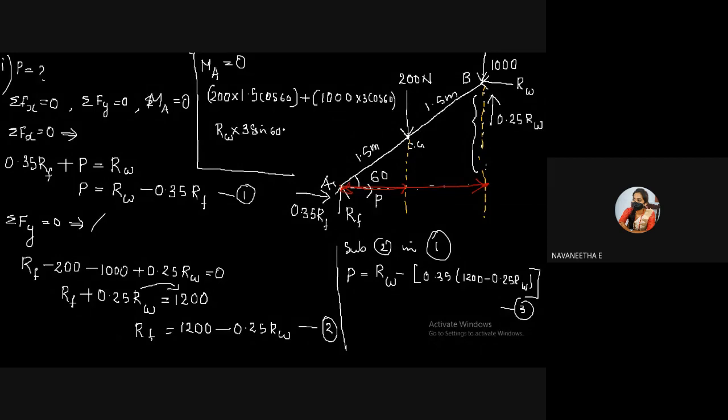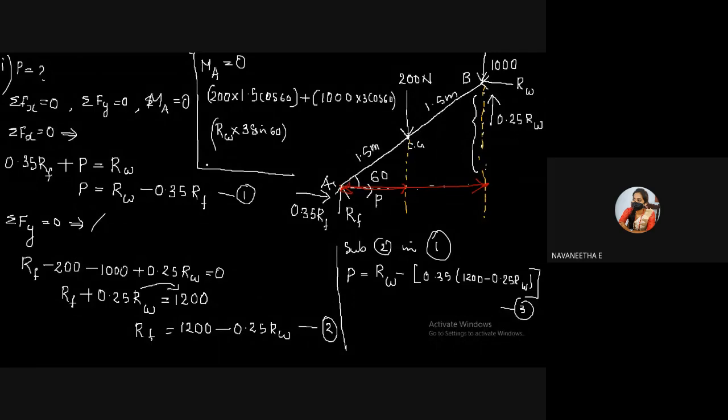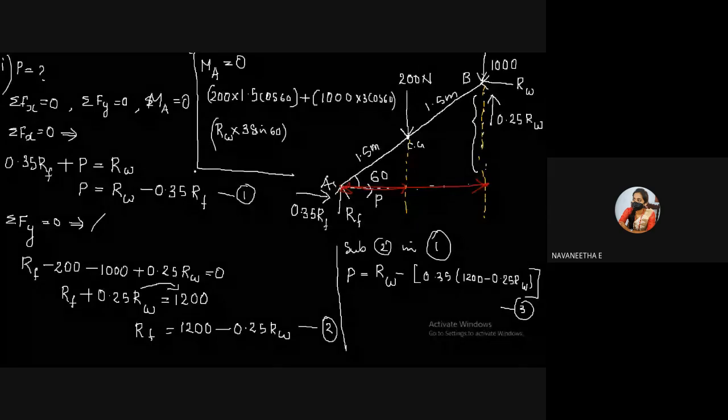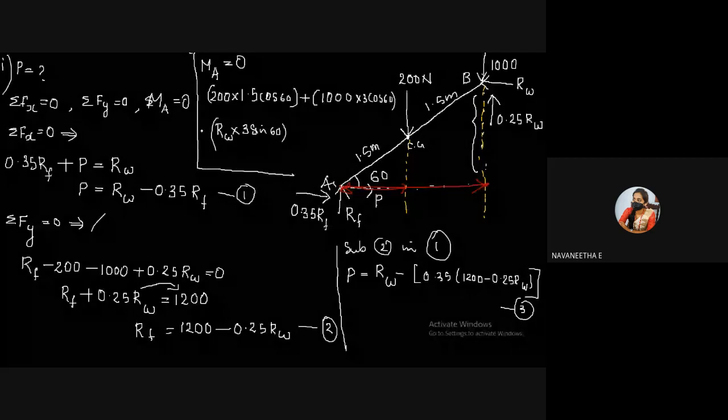What is the direction of rotation of this moment, while considering the moment center as point A? Direction of rotation, RW: anti-clockwise, right? So it is negative. Then if you are considering 0.25 RW, it is also negative because it is acting in anti-clockwise direction. So it is negative of 0.25 RW.